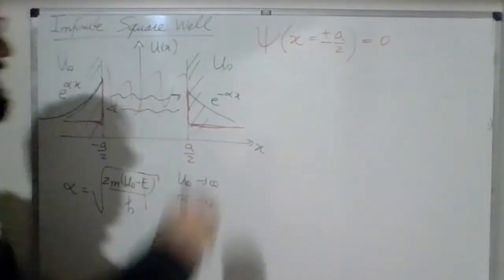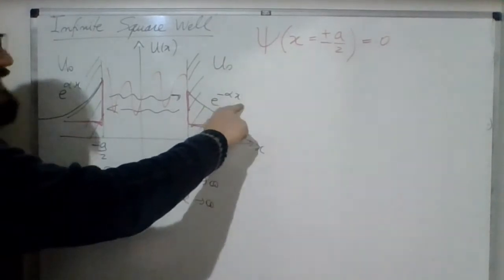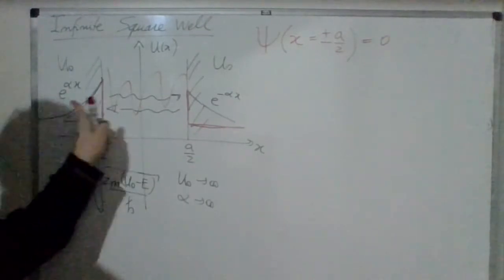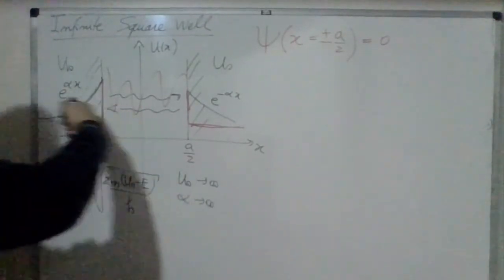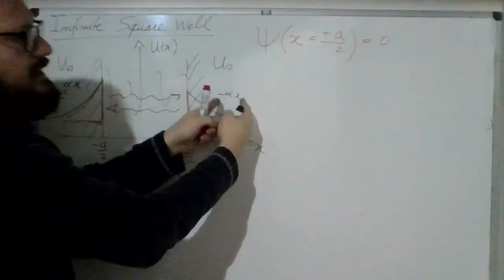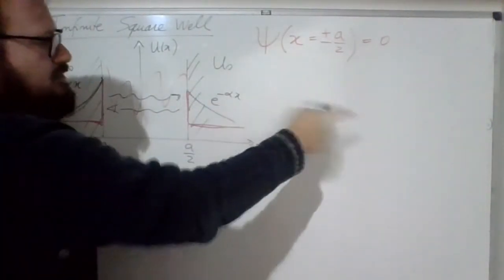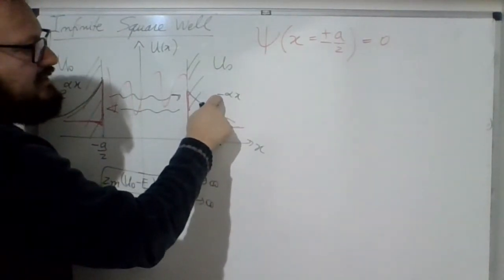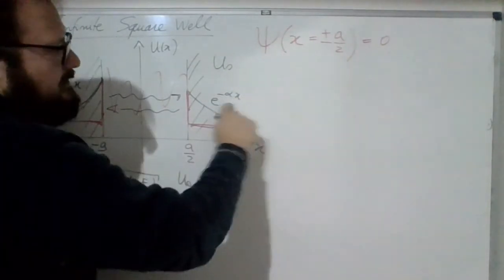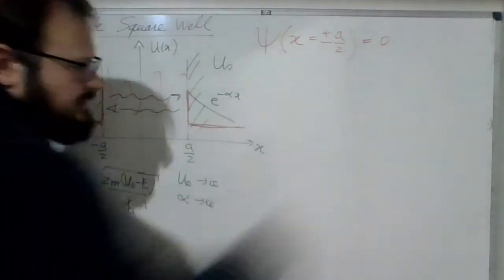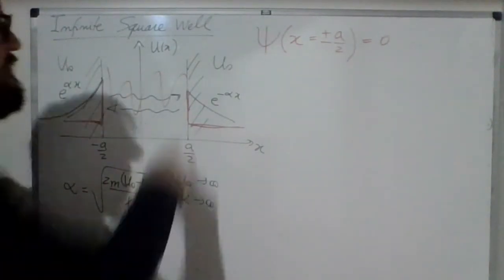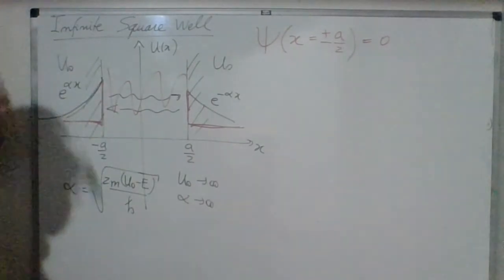All right, so on this side you have a minus alpha x, and on this side plus alpha x, because going to the left you are going to negative values of x, and this exponential here must decrease, and going to the right alpha x, you already have a negative value here. In this case the exponential will quickly go to zero, right? So that's it.